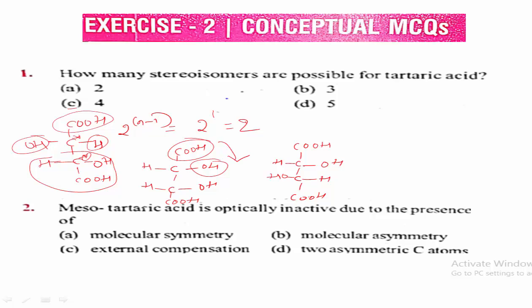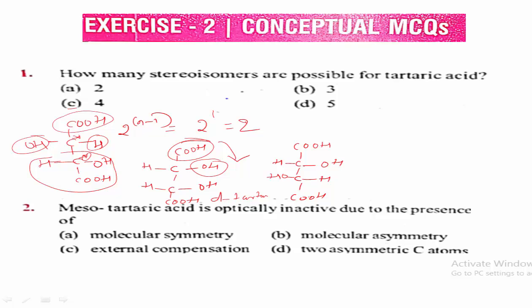Next, if you observe the priority, it has high priority. Next this one OH, so we move in the clockwise direction. Therefore the name of the given compound is D-tartaric acid. D-tartaric acid. Is it right? Yes.